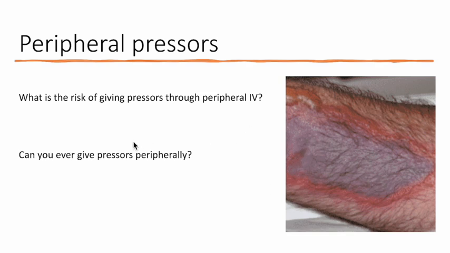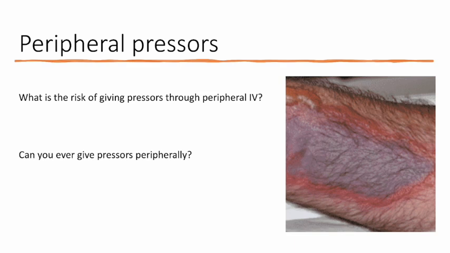But is it ever acceptable to give pressors peripherally? It is acceptable to give vasopressors peripherally for a short amount of time, generally for 6 hours or less, though the guidelines vary by institution. And these patients have to be closely observed and monitored for extravasation. But only pressors that have a reversal agent can be given peripherally. And this is because if extravasation does occur, then you have to have a reversal agent that you can give to prevent irreversible tissue necrosis.